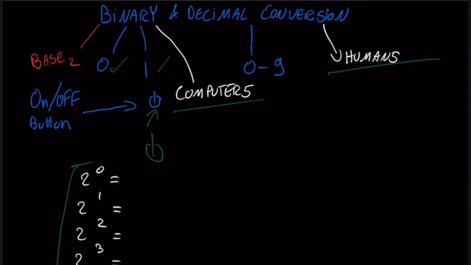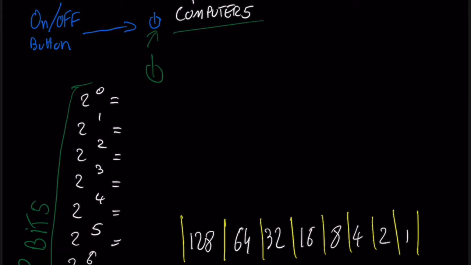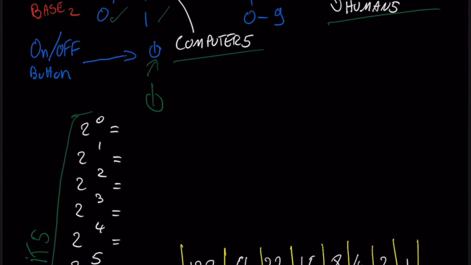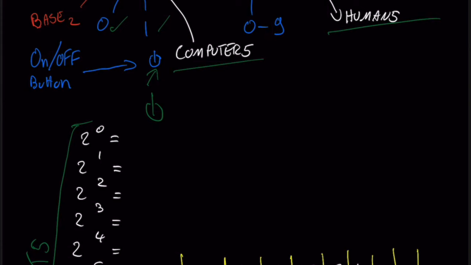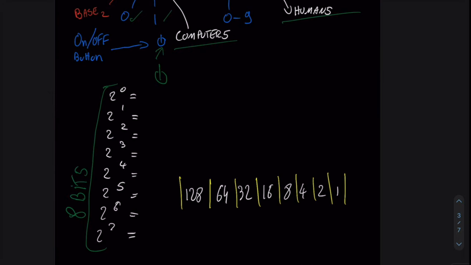What does this actually mean? Remember, we talked about 8 bits. A bit can be formed of two values, so it can be 0 or 1. This is a little calculator at the bottom where we can see all the values calculated from this formula over here. 2 to the power of 0 is 1, 2 to the power of 1 is 2, 2 to the power of 2 is 4. So basic maths, basically: 2 to the power of 2 is 2 times 2. 2 to the power of 3 would be 2 times 2 times 2, and so on and so forth. So that's basic maths.